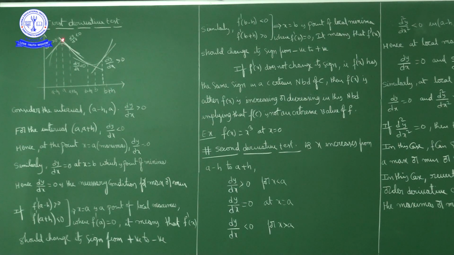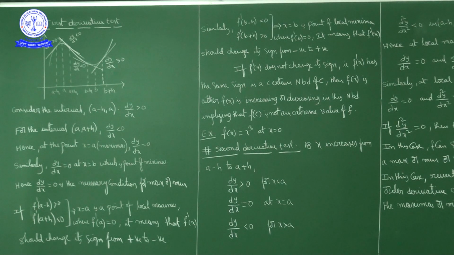Now in the interval a to a plus h, dy by dx is negative. So in the interval a minus h to a, dy by dx is positive, and in the interval a to a plus h, dy by dx is negative.